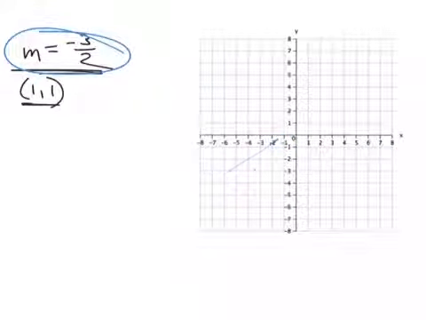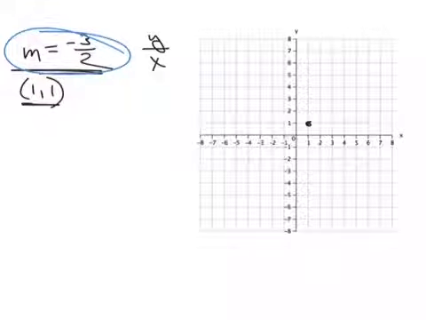I can't erase and talk at the same time. 1, 1 goes through that point. All right, I know that the top number is represented by the y and the bottom number is represented by the x, right? Change in y over the change in x.